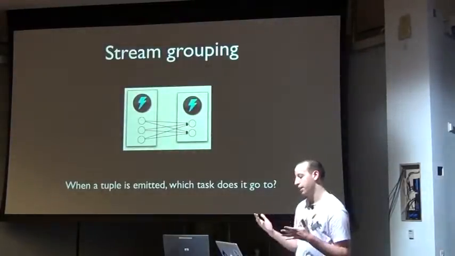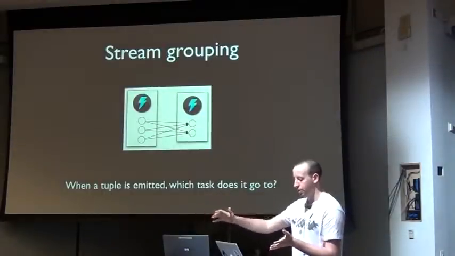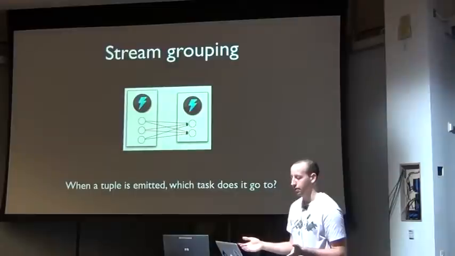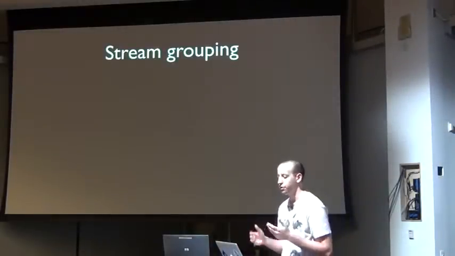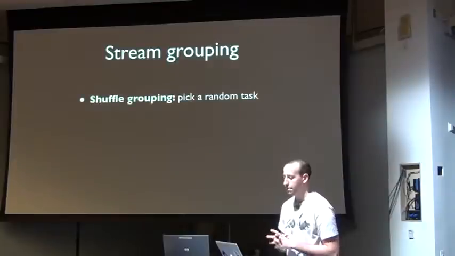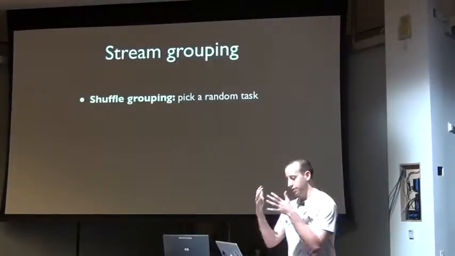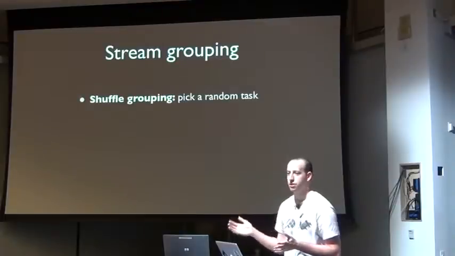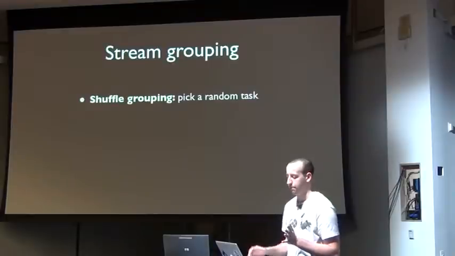Well, this brings up the question of when a task commits a tuple to some consuming bolt, to which task does it send the tuple? And you answer this question in Storm by providing what's called a stream grouping. So the simplest kind of grouping is called a shuffle grouping. A shuffle grouping simply tells it, just pick a random task to send this message to. And this has the effect of evenly distributing the load of processing that stream.